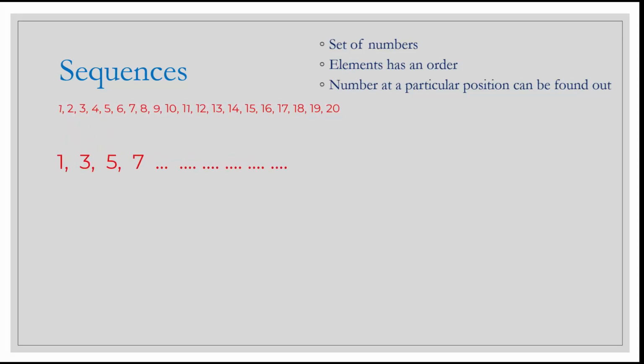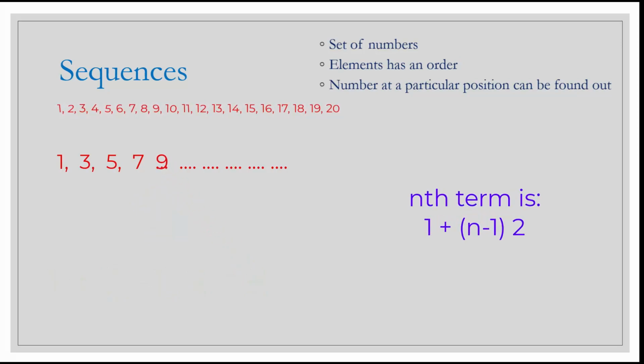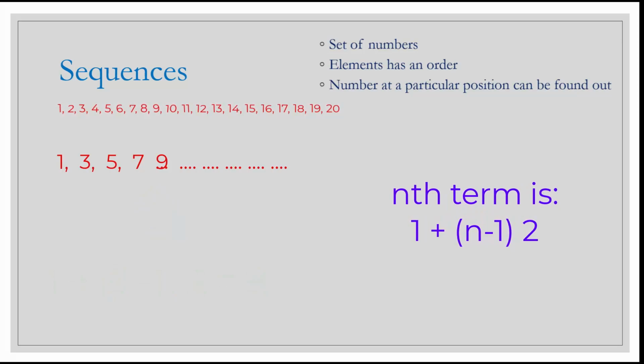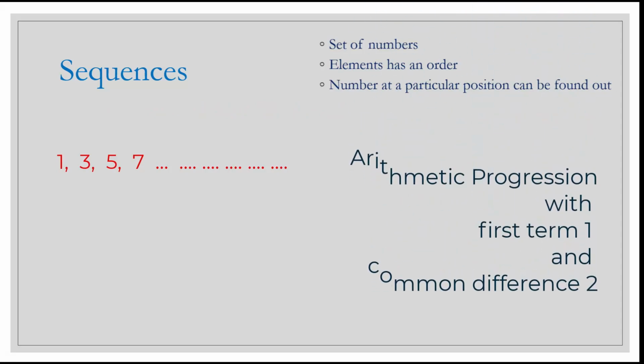We can form a sequence from this set by selecting the odd numbers. The number at any position, say for example at the fifth place, would be 1 plus 5 minus 1 times 2, that is 9. So, in general, in this sequence of odd numbers, the number at nth position would be 1 plus n minus 1 times 2. And this is the rule by which this sequence is formed. So, the nth term of this sequence is 1 plus n minus 1 into 2. But we already know this sequence is an arithmetic progression with the first element 1 and a common difference 2.